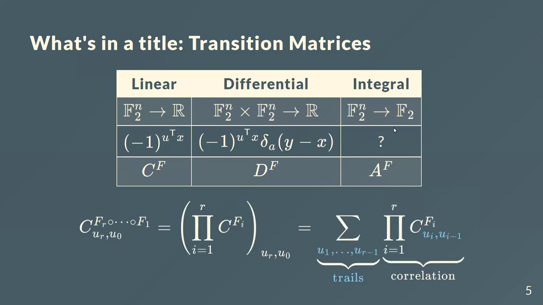For every transition matrix, it kind of holds that if you have a composition of functions, then the transition matrix of this composition is actually equal to the product of the transition matrices of every one of these functions. And then you can start to decompose this product into a sum of the correlation of trails. So here I wrote this down for the correlation matrix because this is, I think, what most people are familiar with, but you could technically do this for the transition matrix in any coordinate system.